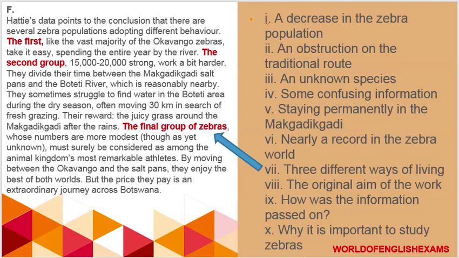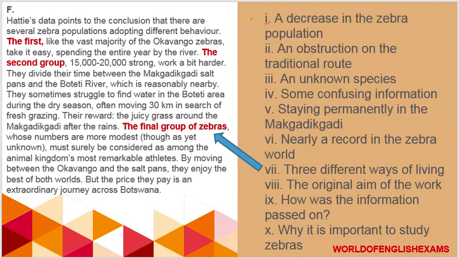Hattie's data points to a conclusion. Okay, all this was a part of her research study, and this is pointing to a conclusion that there are several zebra populations adopting different behavior. So there is a classification of zebras depending on their behavioral pattern, and as you can see, the first one, and then I have highlighted another point, that is the second group and final group of zebras.